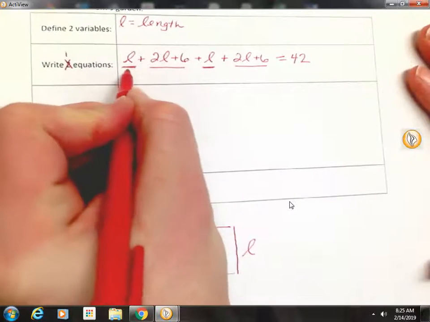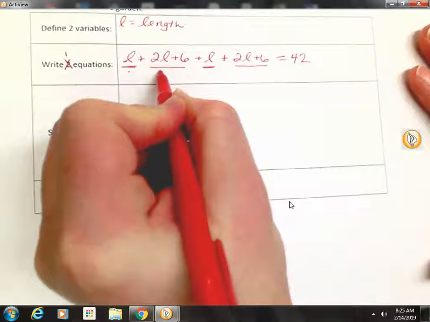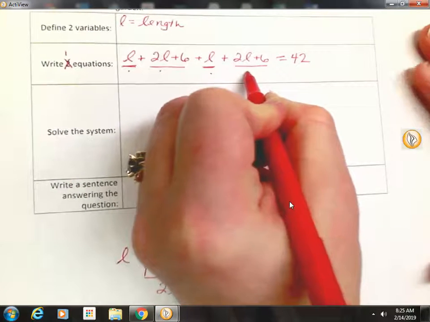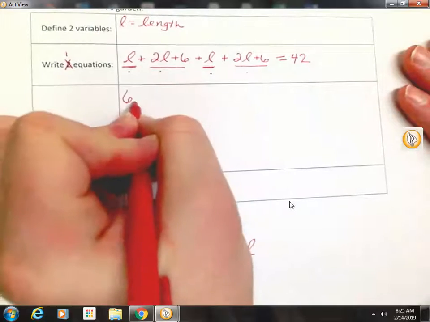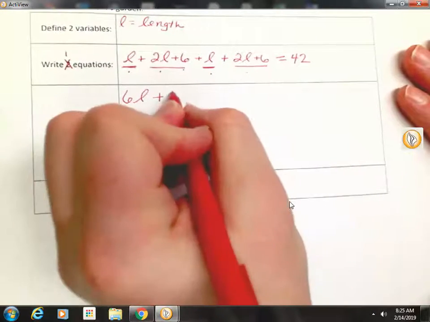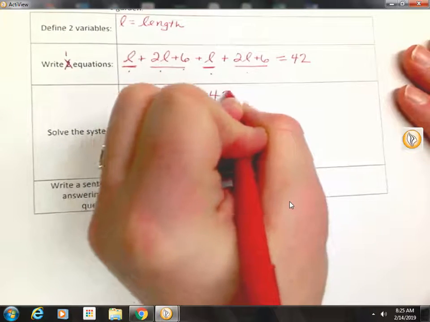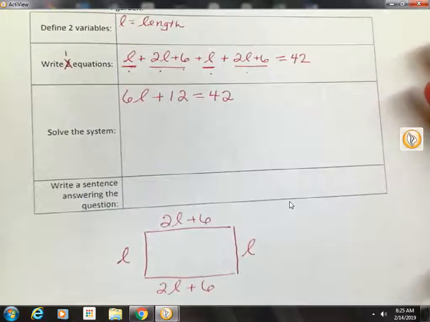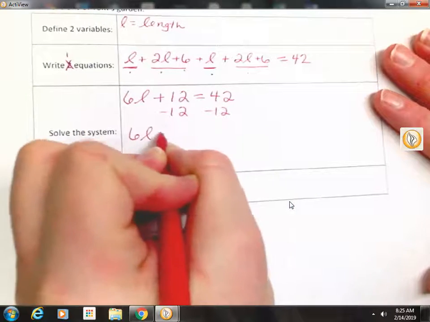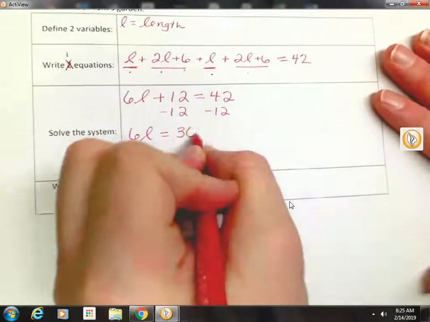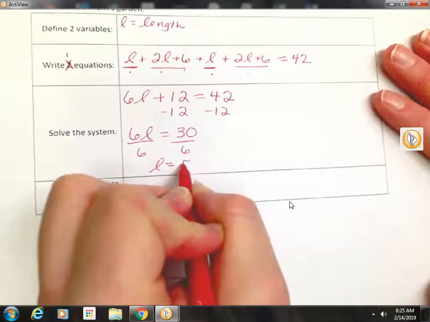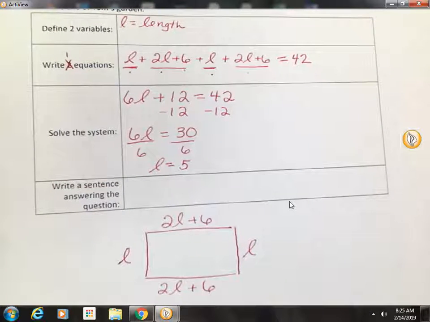If I add my like terms, L plus 2L is 3L, plus L is 4L, plus 2 more L is 6L. 6L plus, and then add my constants, 6 plus 6 is 12, equals 42. Let's solve. Subtract 12 from both sides. So 6L equals 30. Divide by 6. L equals 5.